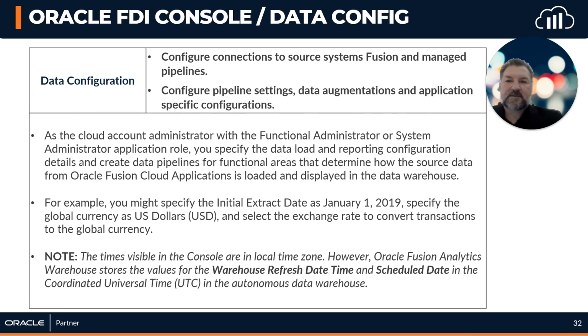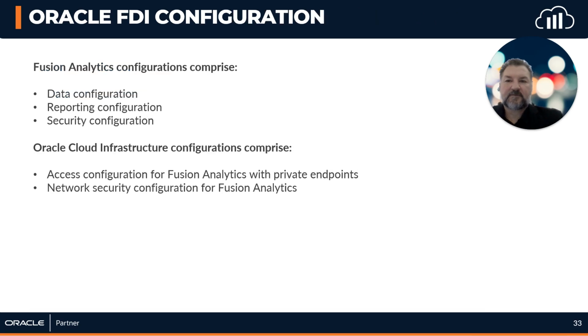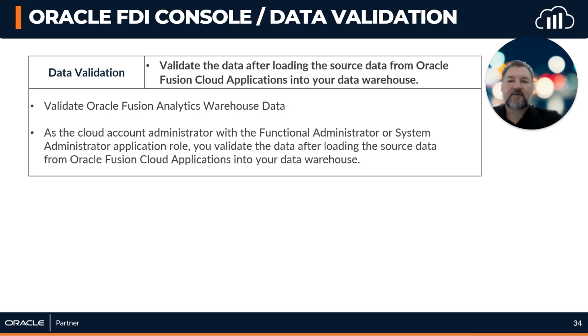Again, a reference back to the console and data configuration. So again, you do that or initiate that from the console. Configuration comprises of data configuration, reporting configuration, and security configuration. So Oracle Cloud Infrastructure configurations comprise of access configuration for Fusion Analytics with private endpoints, and then network security configuration for Fusion Analytics.